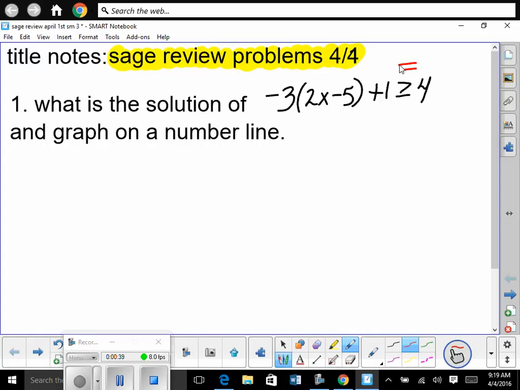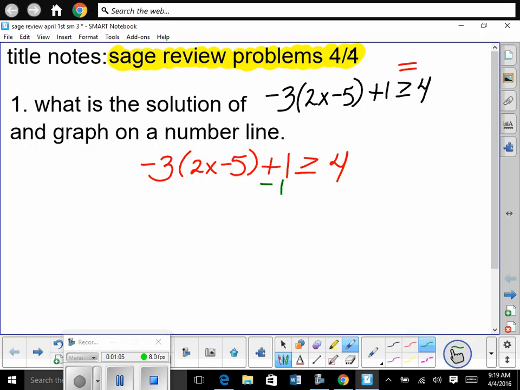Alright, so now let's go ahead and it says what's the solution? That means solve. So once again, notice, isn't it linear, meaning degree 1? Aren't all the variables degree 1? Okay, so let's solve. Now there's many different ways we can do this. So I have negative 3 times (2x minus 5) plus 1 is greater than or equal to 4. I'm going to solve it algebraically in this way. Now there's other ways of doing it.